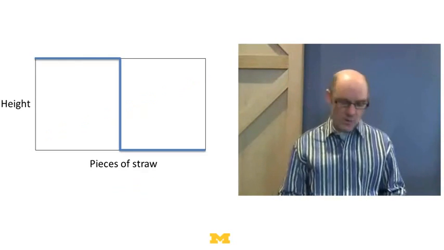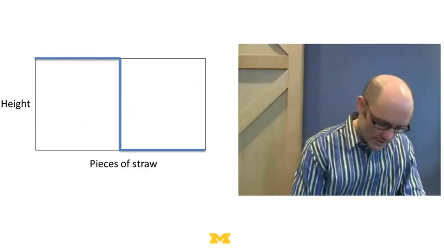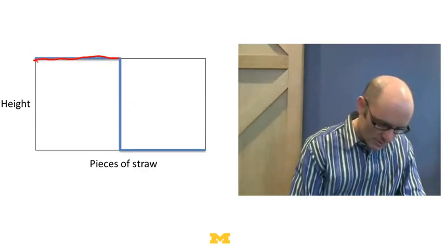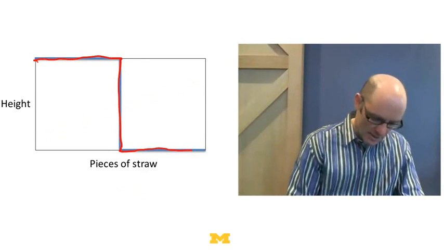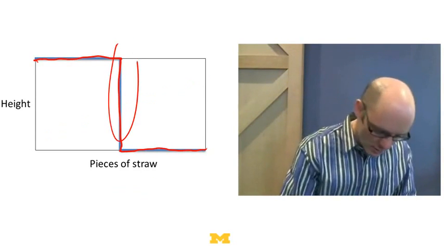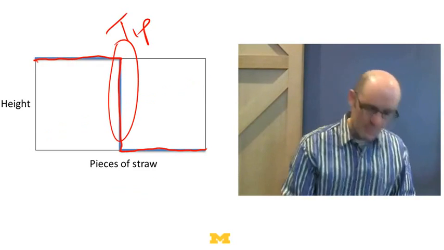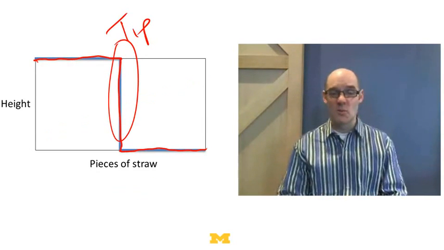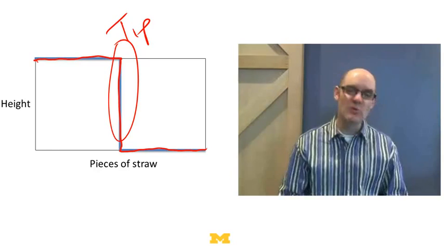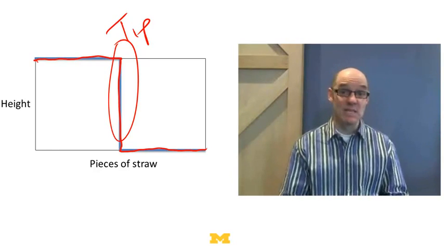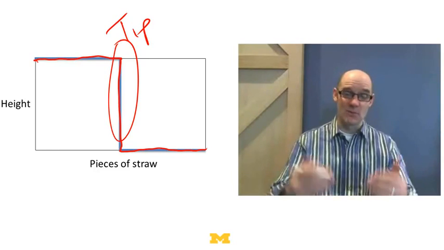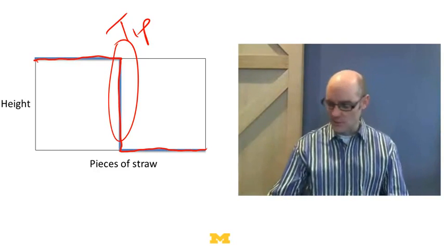But if I were to graph the height of the camel, the height would be pretty much constant as I add more and more straw, until eventually the camel falls down, its back breaks, and the camel becomes much, much shorter. So this point right here is where the tip occurs. That's what we mean by a tipping point. One more piece of straw has a huge effect on some variable of interest, namely the height of the camel. Also the speed of the camel would tip. It would go from a positive number to 0.